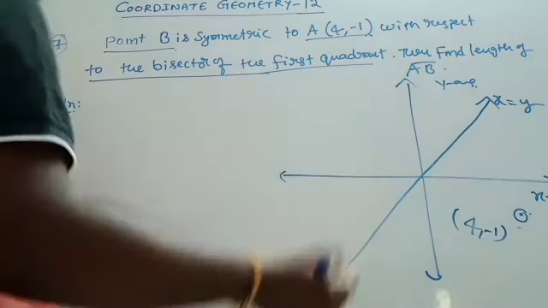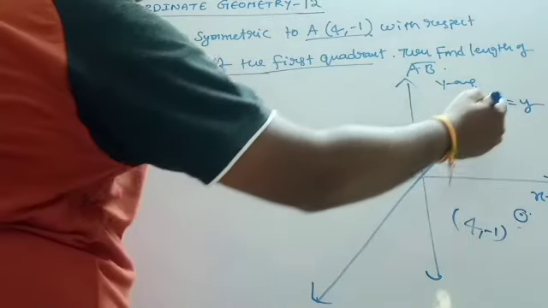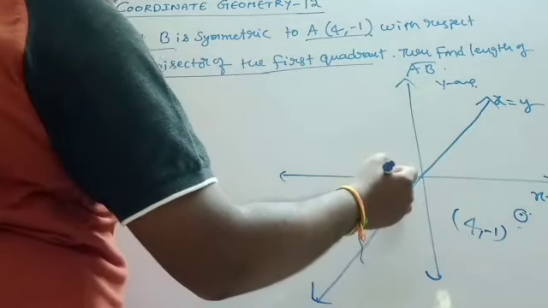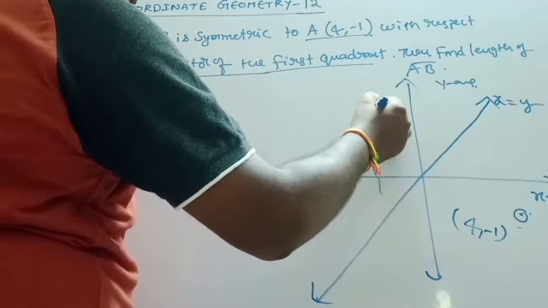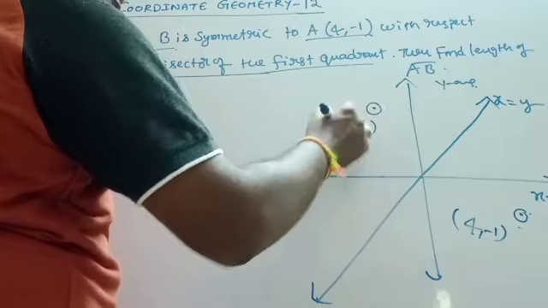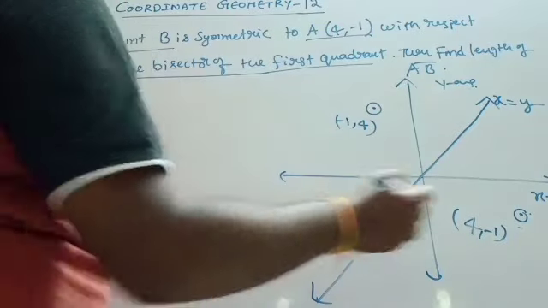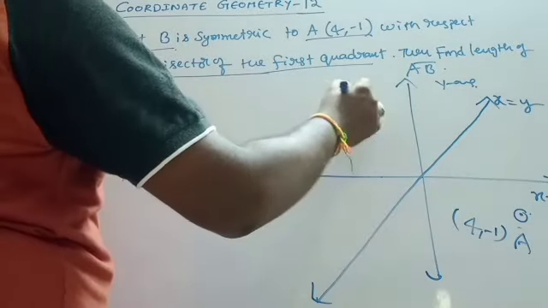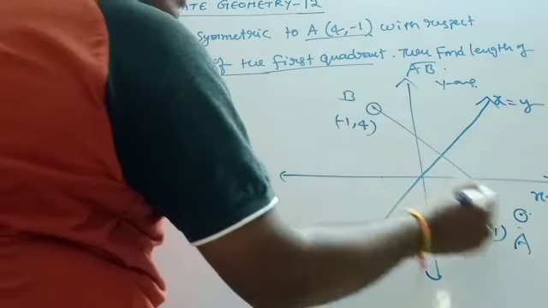This 4 comma minus 1, its image with respect to this line of mirror is nothing but minus 1 comma 4. It is 4 comma minus 1 means minus 1 comma 4. This is A, we have given that A, and this is B. Now you need to find the length of AB.